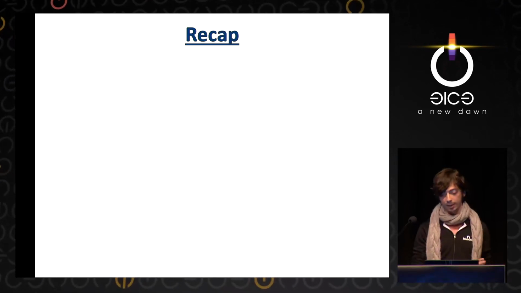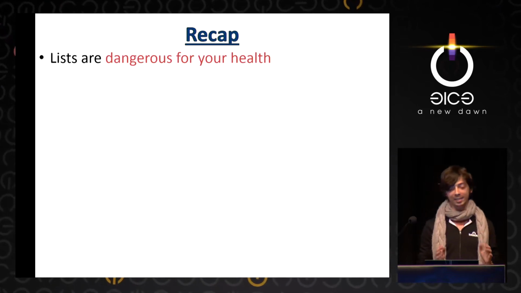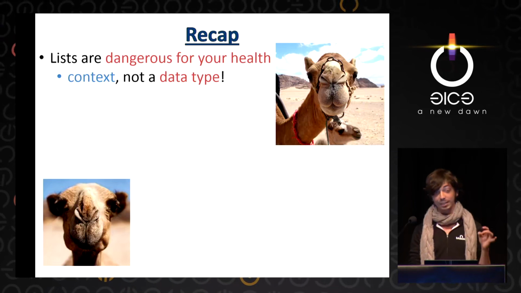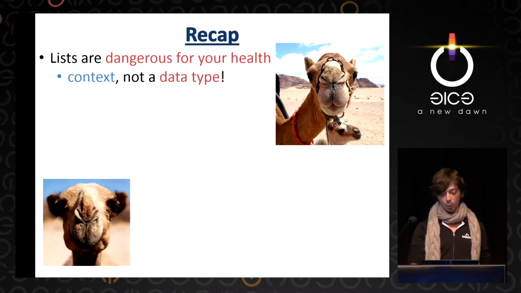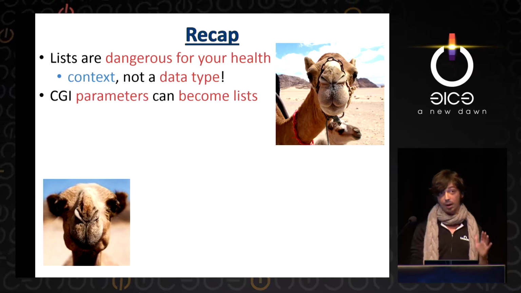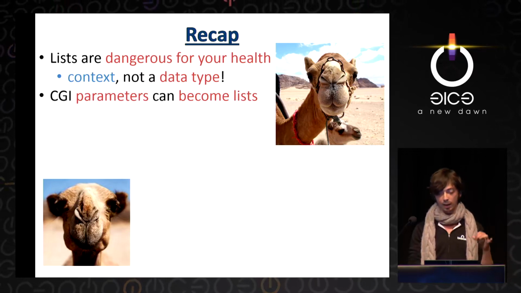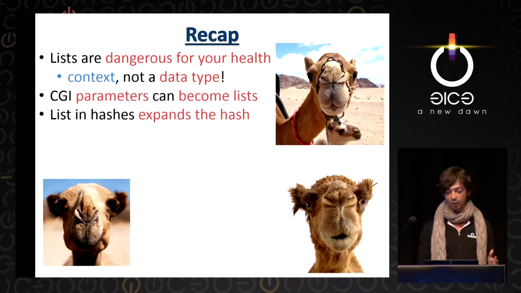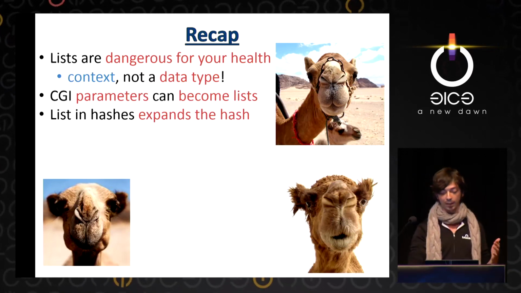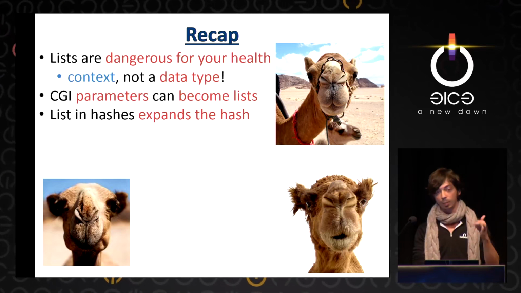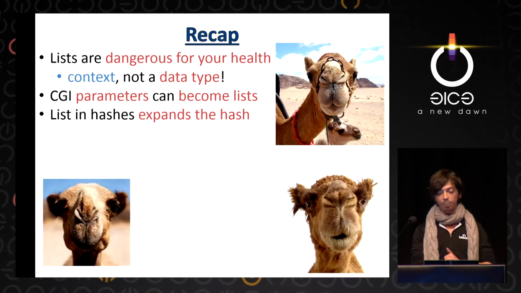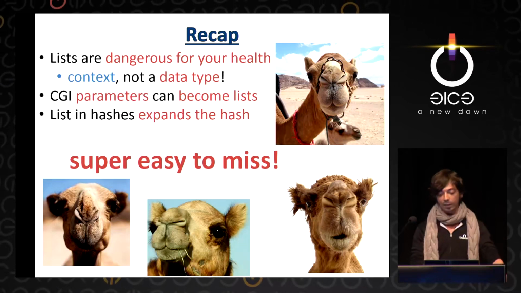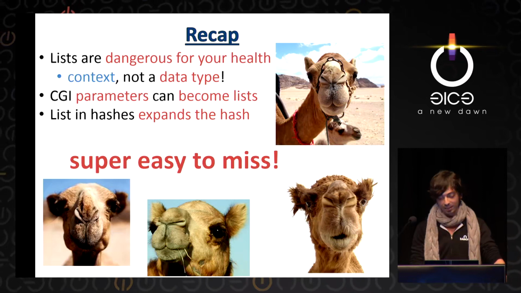So let's recap for a sec. We know already lists are messed up because they are just plain expressions that are considered a data type. We know CGI parameters can become lists if we send multi-valued parameters. And we know that if we take a list and place it inside a hash, it'll expand and become part of that hash. And finally, and most importantly, all of this is barely known and is super easy to miss when coding. So what are we going to exploit?